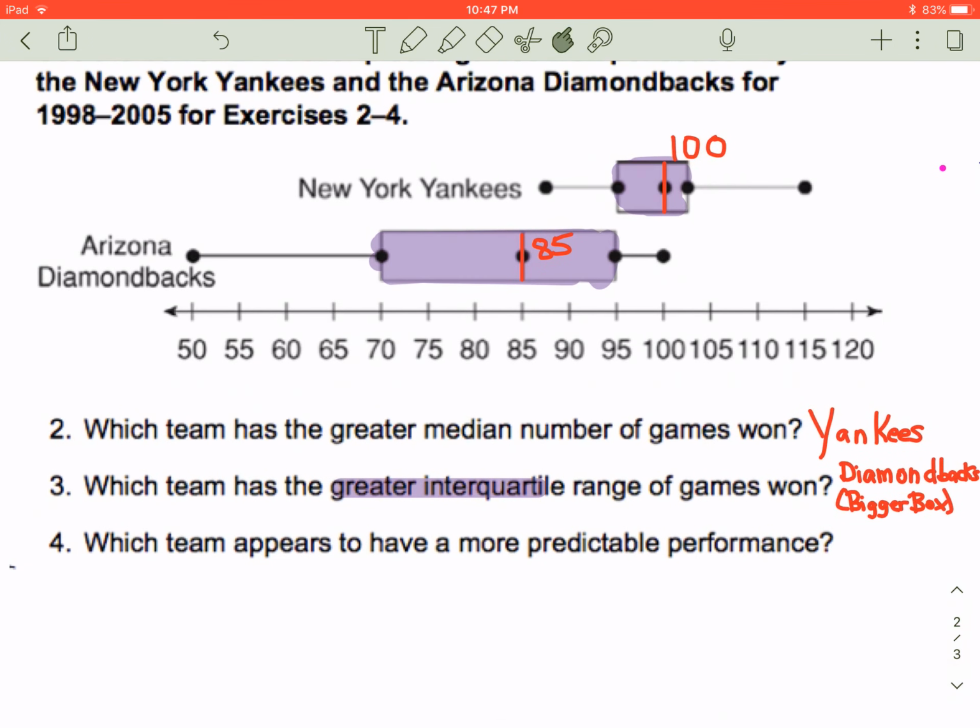And the last thing says which team appears to have a more predictable performance. And this is probably the most useful thing from a box and whisker plot. When we look for predictability, we only look at the box because the whiskers can be really long or really short based on an outlier. And we've talked about outliers in the past, where one number kind of skews the data. So we're not looking at that here. We're looking simply at the size of the box. And if you think about data, the more compact it is, the more predictable it is.